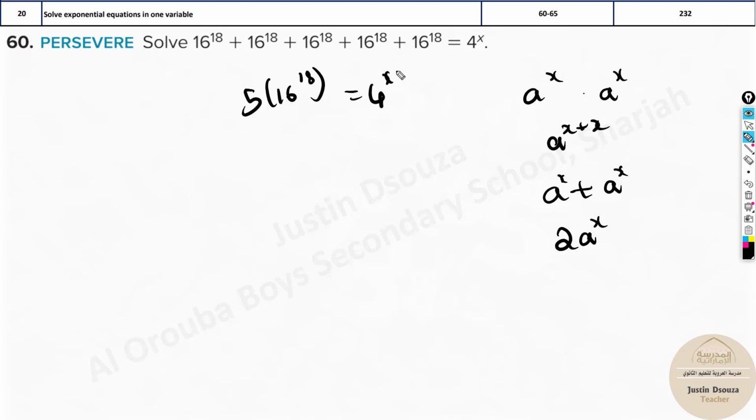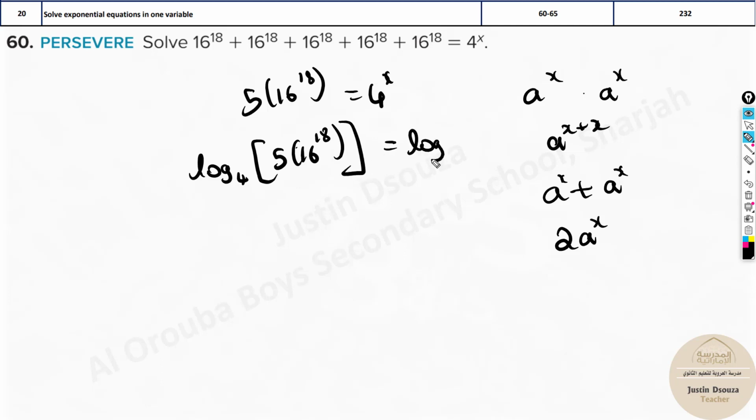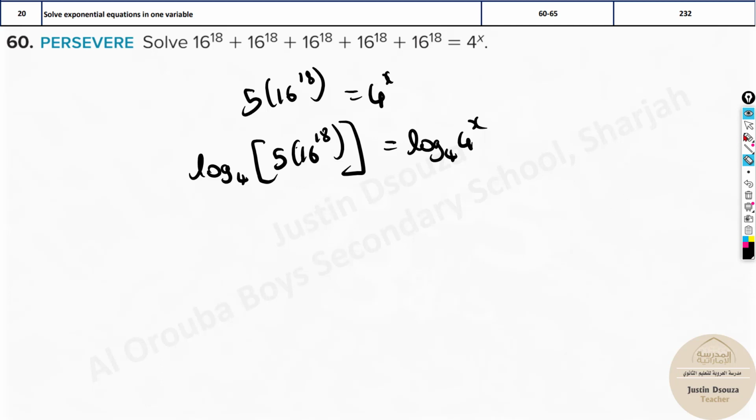What is the base of the exponential? See, this is exponential, x is there. The base is 4. Take log base 4 of whatever the value is here, 5 times 16 to the power 18, that is equal to log base 4 of 4 to the power x. Now you should just remember this much, because when you study log functions, you will learn a lot about this and you'll understand well. But as of now, just remember this.